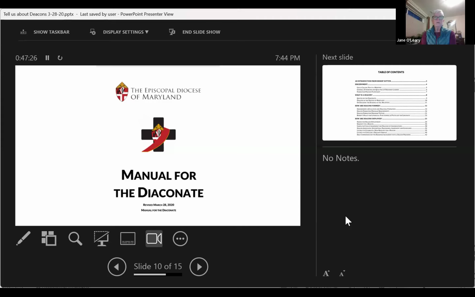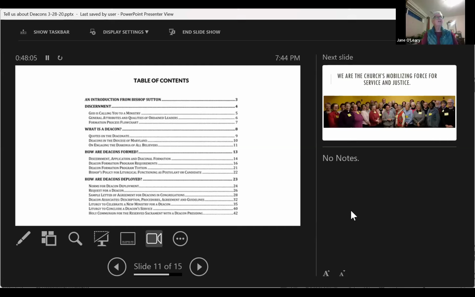the recesses of the deacon page, you'll find a link for this manual for the diaconate, which is maybe about 40 or 50 pages. It's all the steps, all the requirements, all the forms about deployment and forms about congregations requesting deacons, and just all kinds of stuff that has to do with the diaconate. Okay. Yeah, so this is some of the contents there.